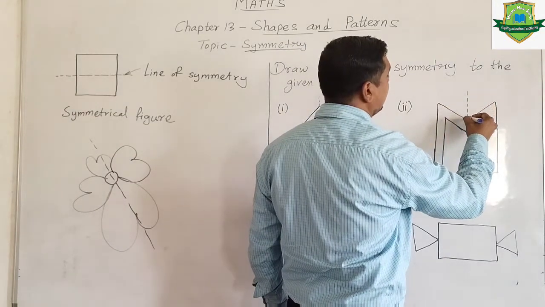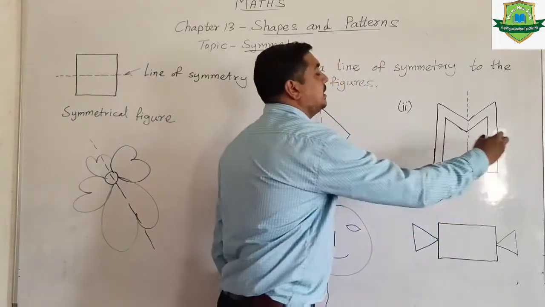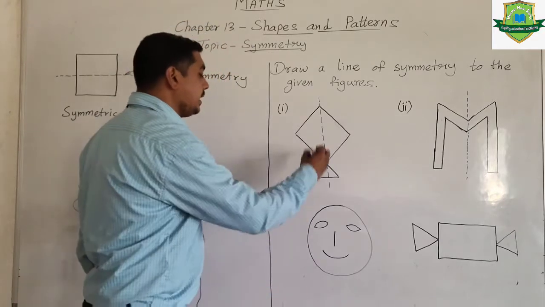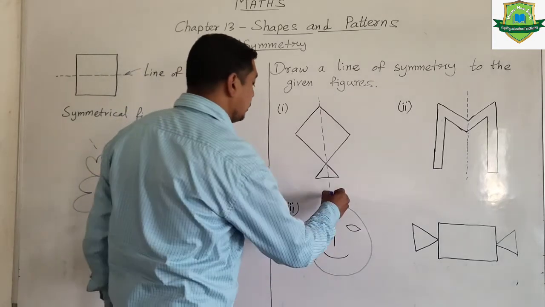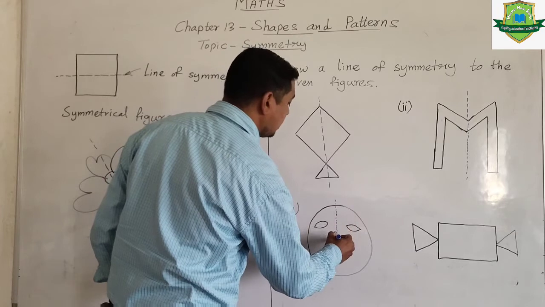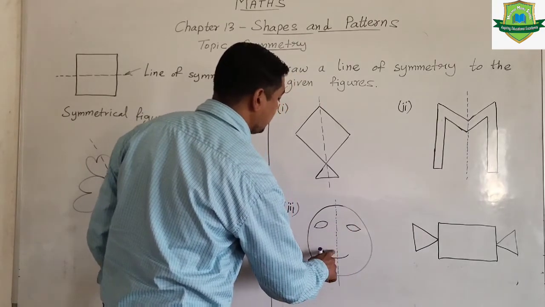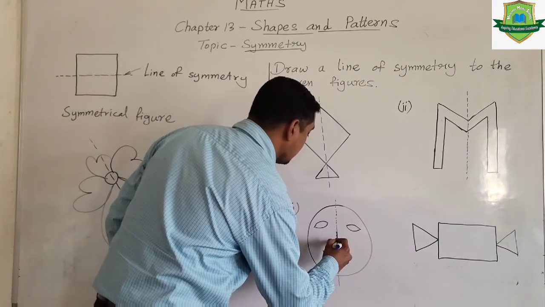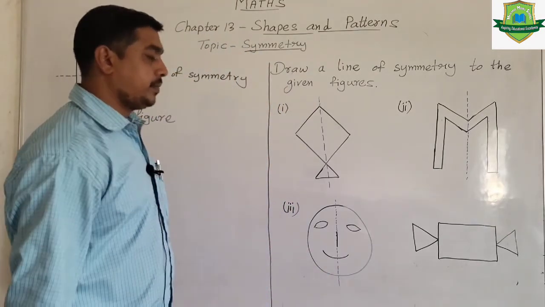Okay dears, so when I draw this line, it divides this figure into two equal parts. Similarly, here also I will draw a vertical line, isn't it? To divide the figure into two equal parts.